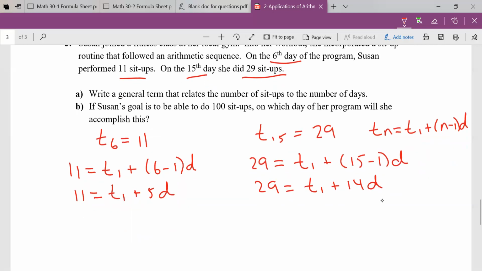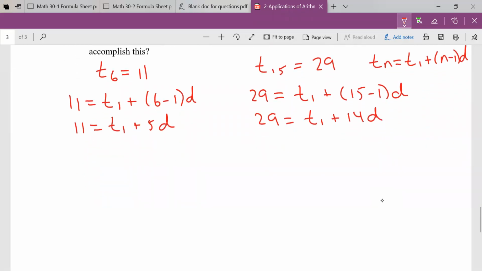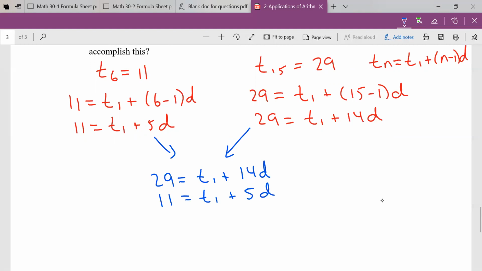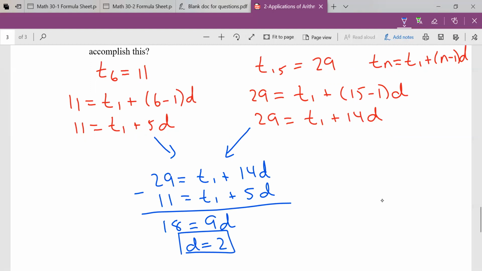And remember what we did last time, friends. From here, we made a system from these two. So we're going to make a system here. Again, it doesn't really matter the order in which you do this. I'm going to do elimination. Some of you might prefer substitution, but I think elimination's easiest because I'm going to subtract and the T1s will cancel. We'll get 0. And 14d minus 5d is 9d, and so d is 2. There's my difference.